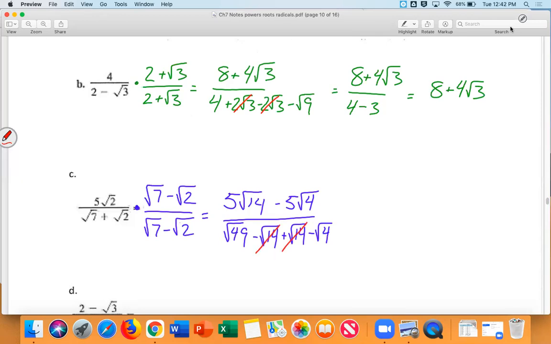You good so far, Lance? Now, root 14. I can't simplify that, right, Leah? Root 14 is 2 and a 7. Doesn't really help. But root 4, Leah, what is the square root of 4? So 5 times 2 is 10. Is that okay with you? Over square root of 49 is 7. Square root of 4 is 2.